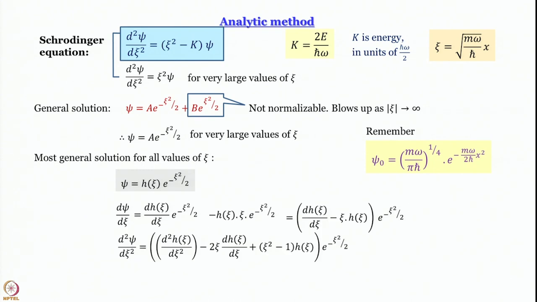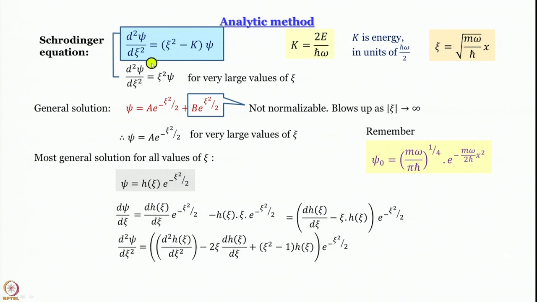What is the next step? The next step is to first write it a little more cleanly. Let us take e to the power minus xi square by 2 common, and then we differentiate once again. I am not doing this step explicitly, I leave it for you to do. So we get d2 psi d xi2 is equal to the Gaussian factor multiplied by d2h d xi2 minus 2 xi multiplied by the first derivative of h with respect to xi plus xi square minus 1 multiplied by the function h of xi. So we have obtained this expression for d2 psi d xi2, which we can now replace in the Schrodinger equation, and then we can go further ahead. That is what we will do in the next module.